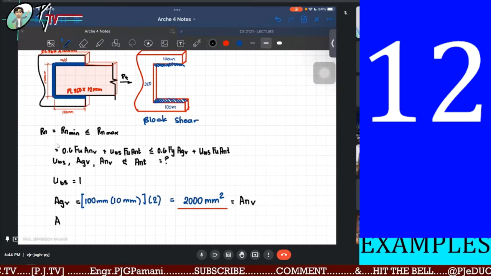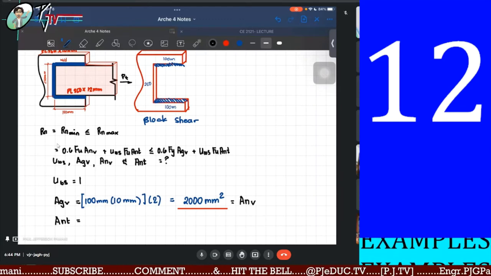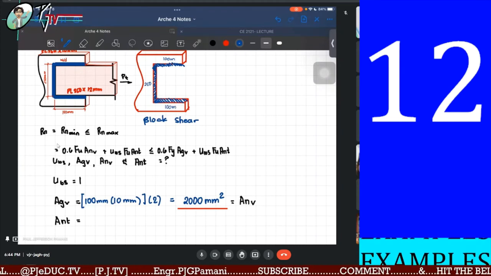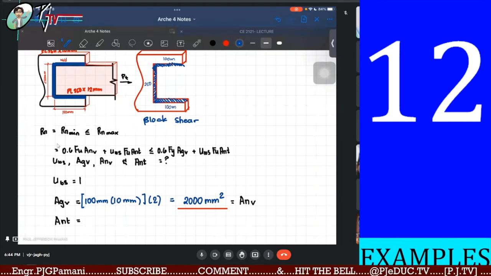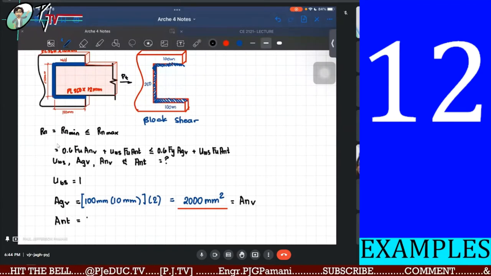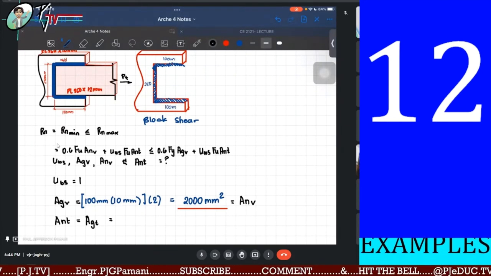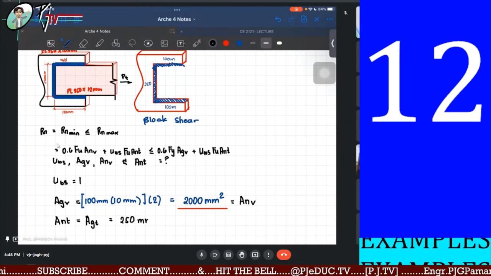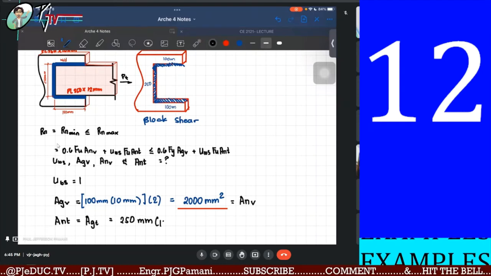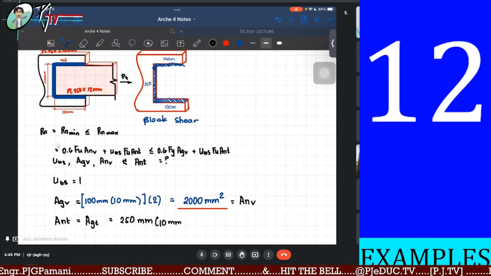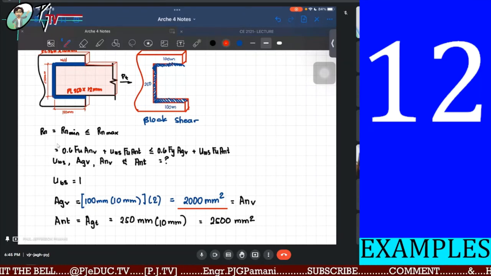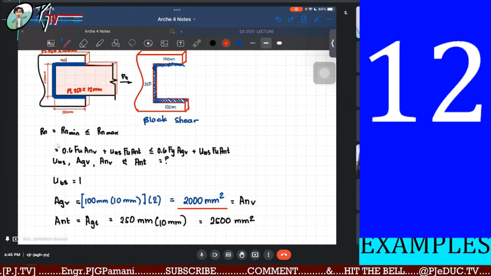Then, next will be your ANT or your net tensile rupture. So, sabi natin, net tensile rupture is the vertical path of failure. Okay? So, vertical path of rupture. Basically, walang bolt hole, wala ring iba pang set of rupture, and simply the plane of the section. So, that is also your AGT. Tanggalin si net reduction, that is simply 250 mm times thickness of the gusset plate, 10 mm. That is 2,500 millimeters square. Nakuha yan?